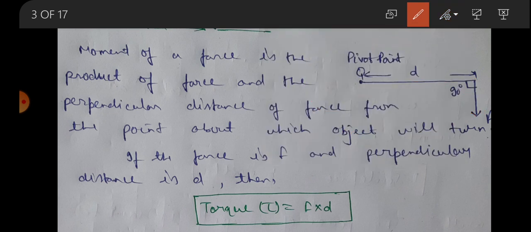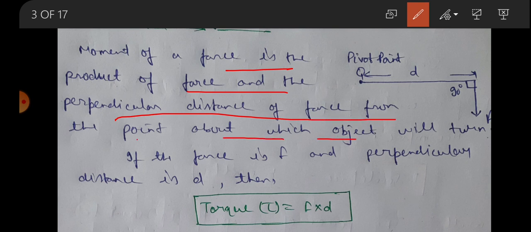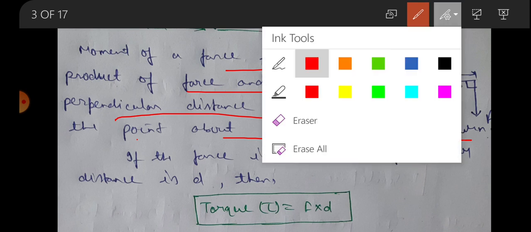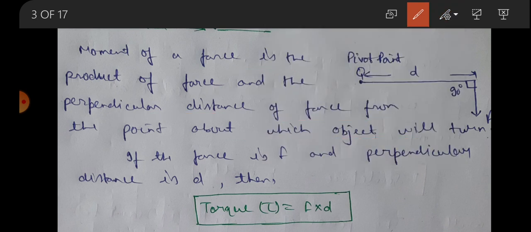Moment of a force is the product of force and the perpendicular distance from the point about which it will turn the object. This is how the moment of a force can be calculated mathematically. So tau is given by F into d, where F is the force and d is the perpendicular distance between the point about which the object will rotate and the force.